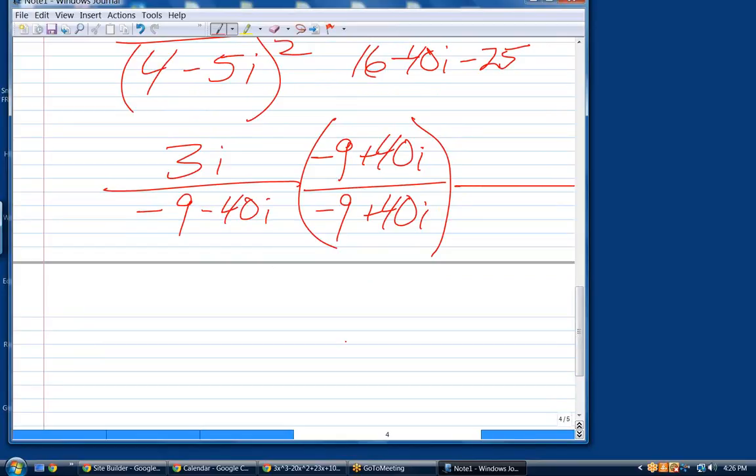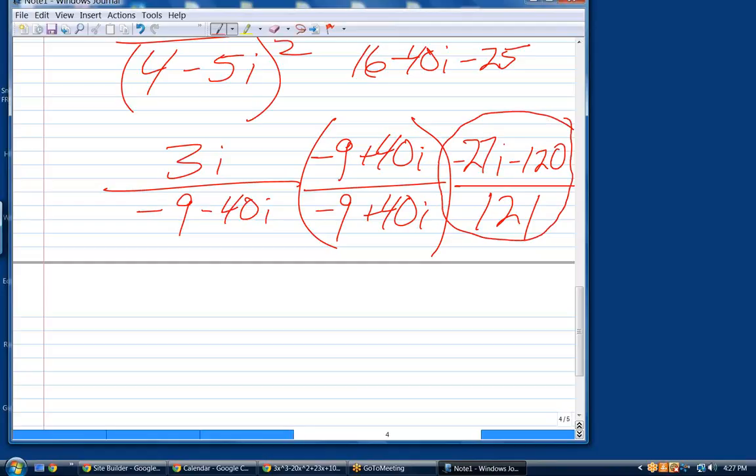Let's see, what do we have? We have 81 minus 40i squared. So we have 81 plus 40, 121 in the denominator. In the numerator, we have minus 27i plus 120i squared, which is minus 120. So there's our answer. Now, do they want these answers in a plus bi format?